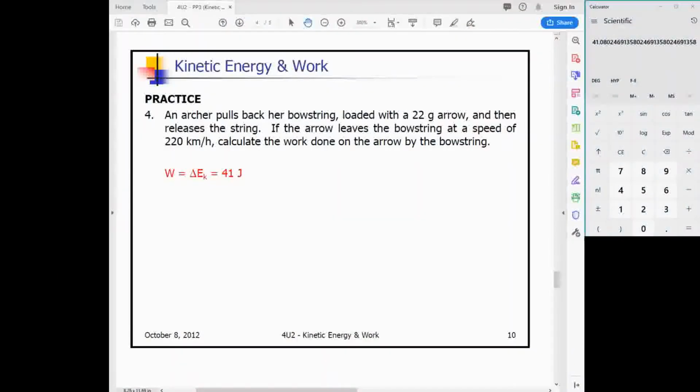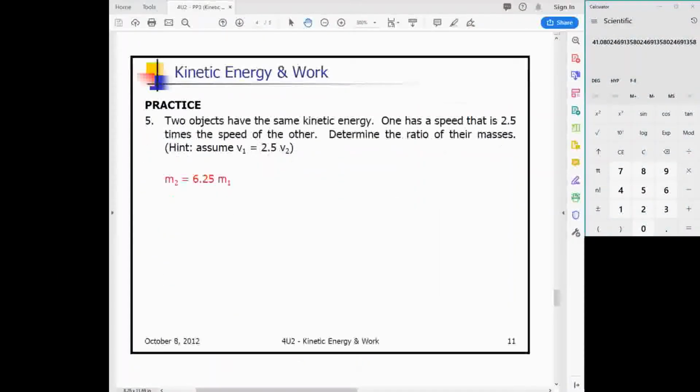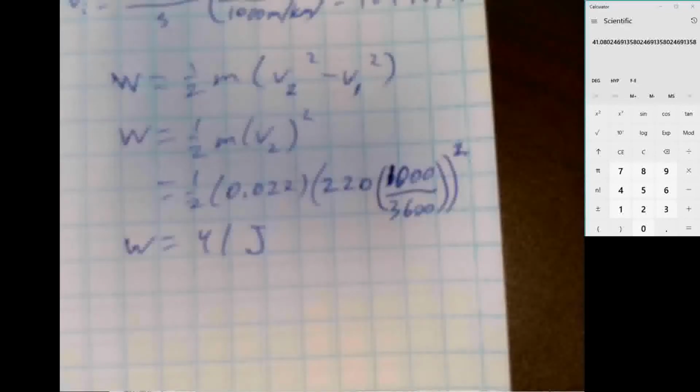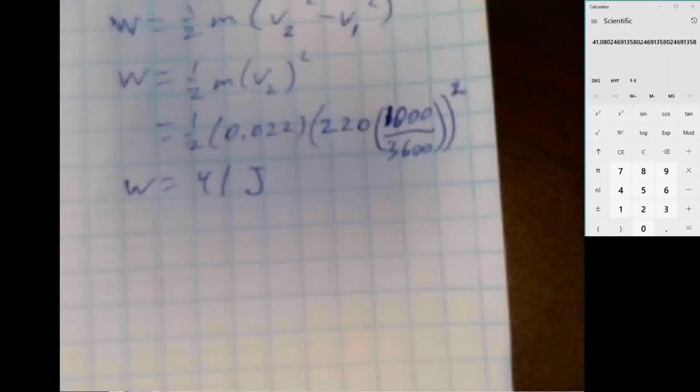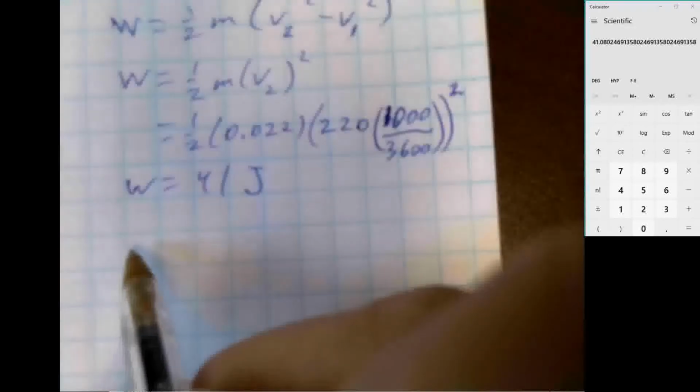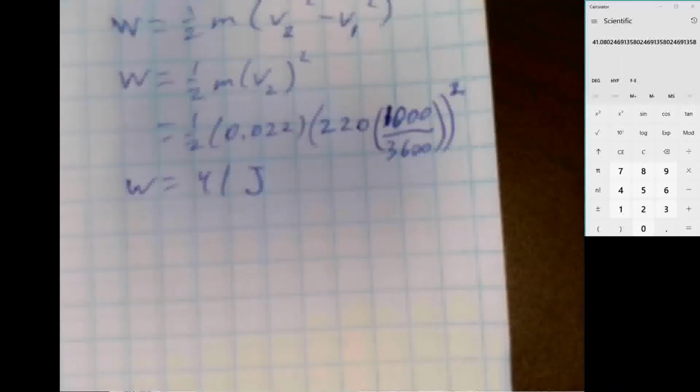Last problem we'll do. We have two objects that have the same kinetic energy. One has a speed that is 2.5 times the other. So determine the ratio of their masses. So it says that they have the same kinetic energy. So in this case, let me just go back here so I can see.